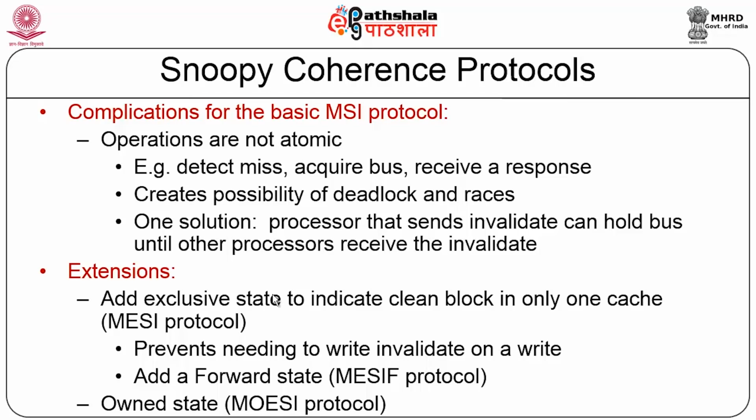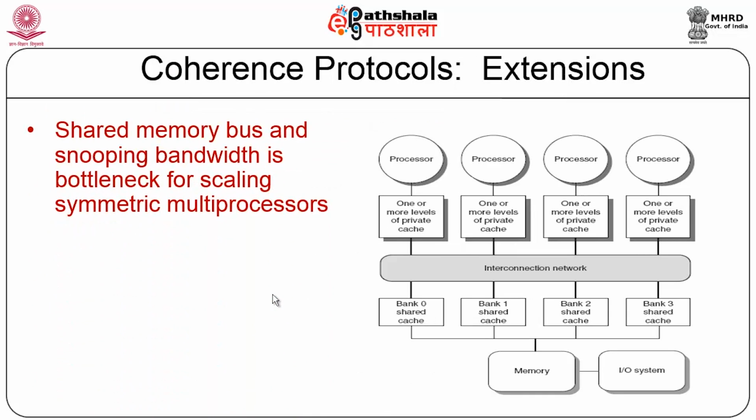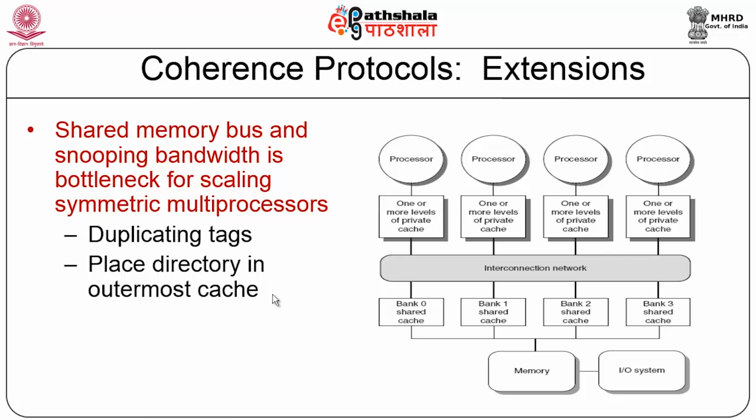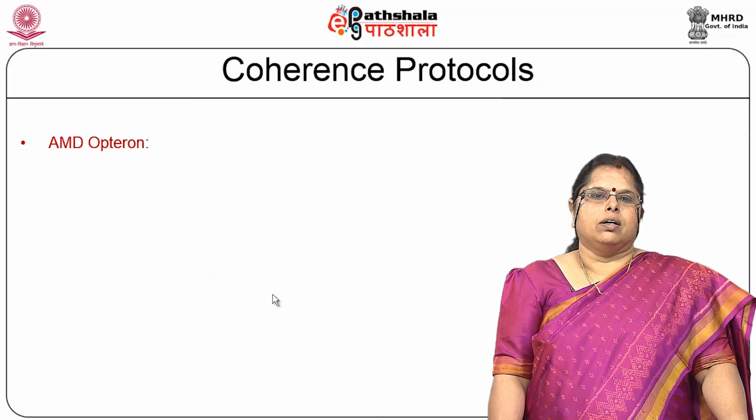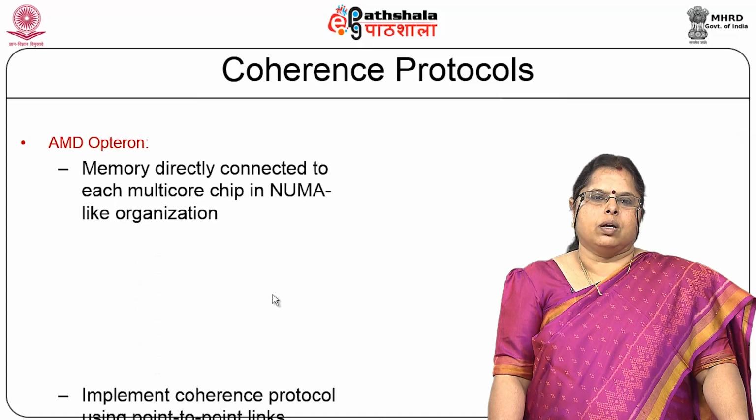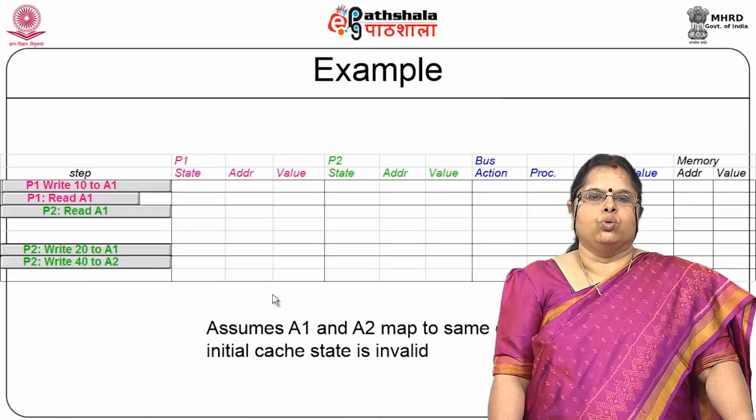So, you can have different types of these protocols. By just adding more states, you are making the state controller more complicated, but you are trying to bring in optimizations to your coherence protocol. So, as extensions to your coherence protocol, you can try to look at the shared memory bus and snooping bandwidth, because they are a problem for scaling. You can try to duplicate the tags, as I already mentioned. You can look at a combination of directory based protocols and snoop based protocols, and AMD Opteron basically uses this type of architecture, a combination of these two protocols.